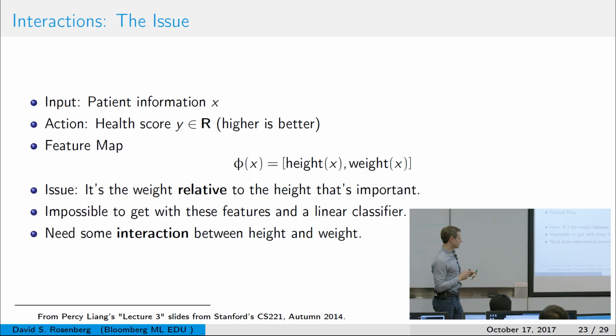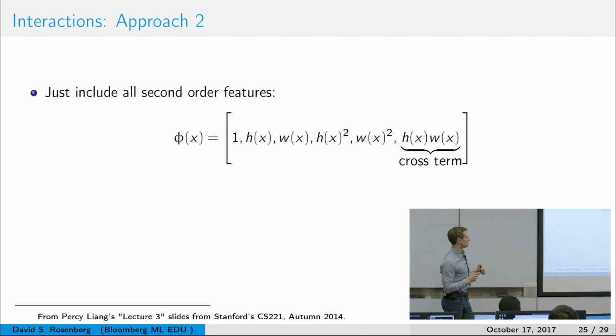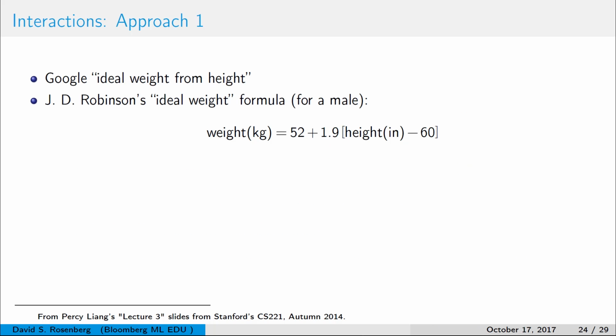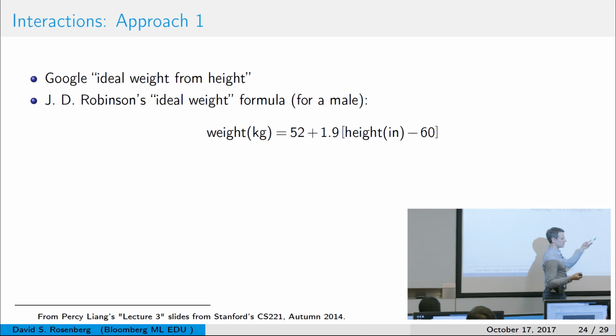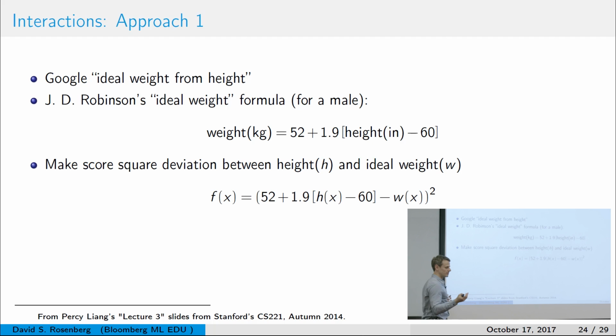But you can also just directly add in, okay, let me skip ahead. You can directly add in an interaction by multiplying height and weight together. But okay, so let's work through my little derivation here. So you could Google what's the ideal weight from a given height, and you find this formula someone has come up with. And you can look for, as we thought about previously, the square deviation between the predicted optimal and the actual weight for the given height.